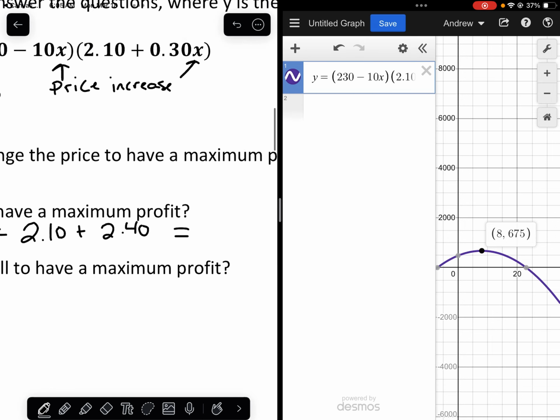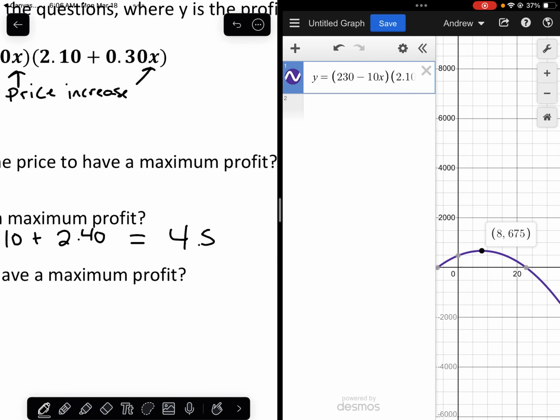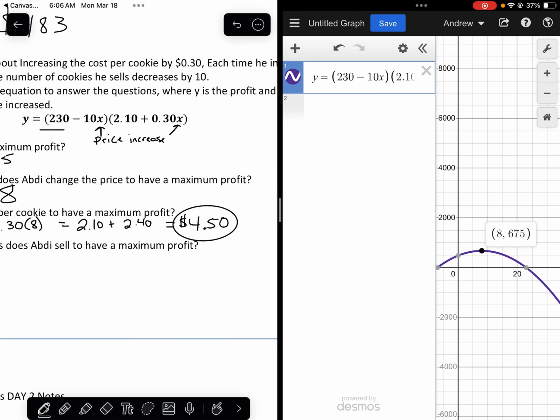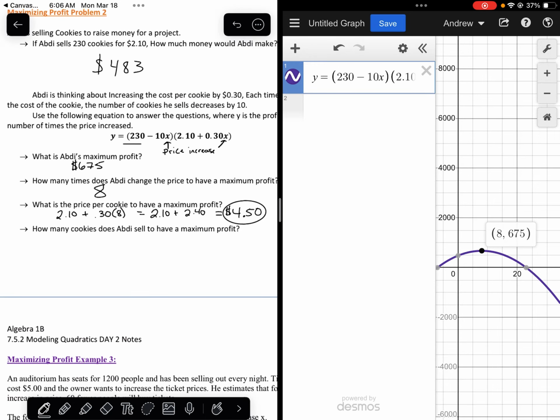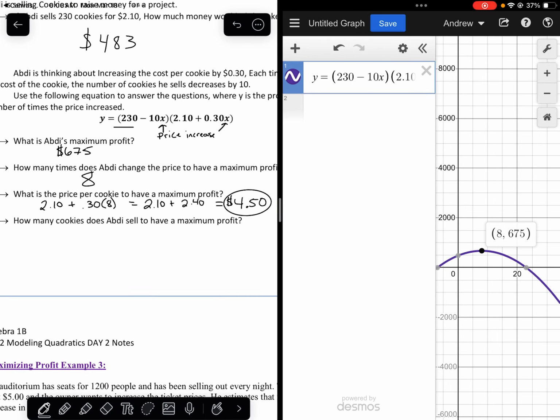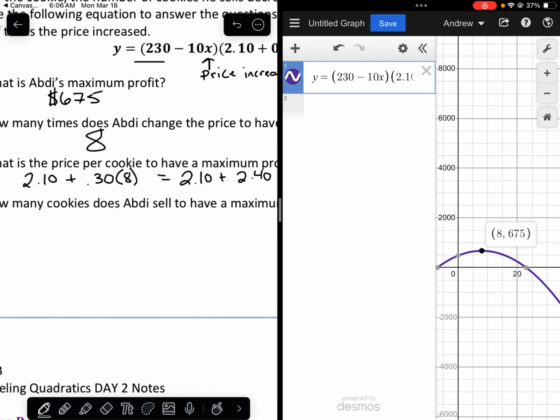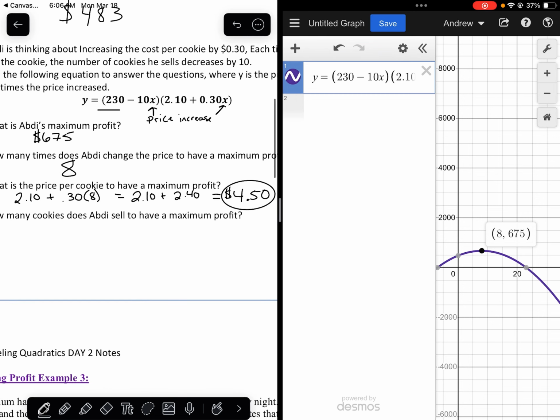So the price of the cookies ends up being $4.50 to make the most profit. Now, obviously that means he's going to sell fewer cookies, right? How many cookies did Abdi sell to make a maximum profit? He's going to sell fewer cookies, and it's not going to be 230 anymore. But he makes more money because of the price increase.